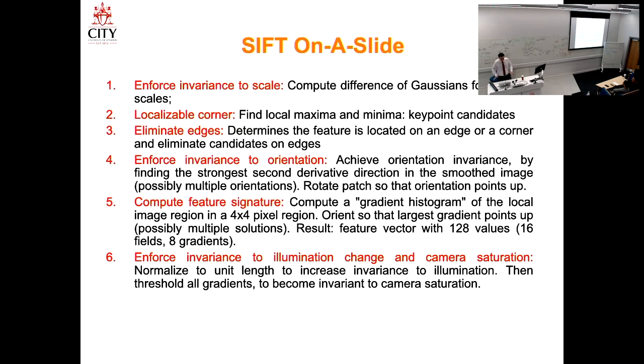So basically, SIFT has 6 steps. Enforce invariance to scale. How do we do that? I'm just going to outline it so that you don't be scared. Don't be scared of it. Enforce invariance to scale. You have one image. Instead of only working with that image, make that image smaller and smaller and smaller and smaller, and work with those smaller versions as well. So this way, you are getting invariance to scale, right?